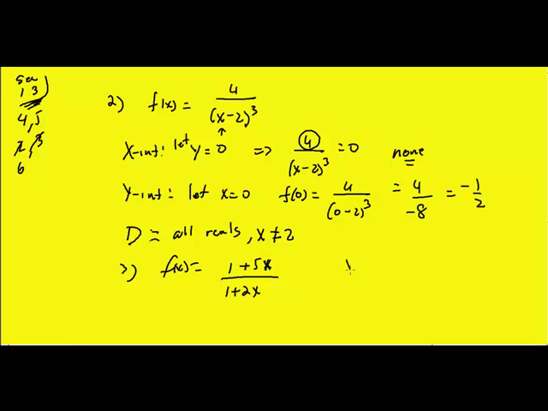So let's find the x-intercept. X-intercept, now we're big boys and girls, we're going to let y equal 0. If y is equal to 0, when you have a fraction, the only way it could be 0 is if what? The top is 0. So 1 plus 5x equal to 0 will give us x equal to negative 1 over 5, and that's done.